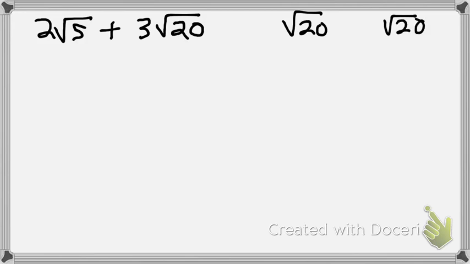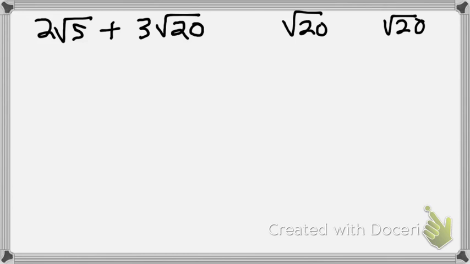Okay. So here we have 2 radical 5 plus 3 radical 20. Now, at first blush, you can look at these and go, hey, listen, they are not the same. Different radicand, even though they have the same index. So because they have different radicands, there's nothing doing. But we need to remember about reducing or simplifying radicals.